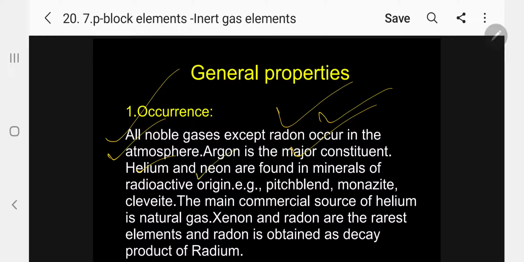Helium and neon are found in minerals of radioactive origin. Example, pitchblende, monazite and cleveite. The main commercial source of helium is natural gas. Xenon and radon are the rarest elements, and radon is obtained as a decay product of radium. Please follow.